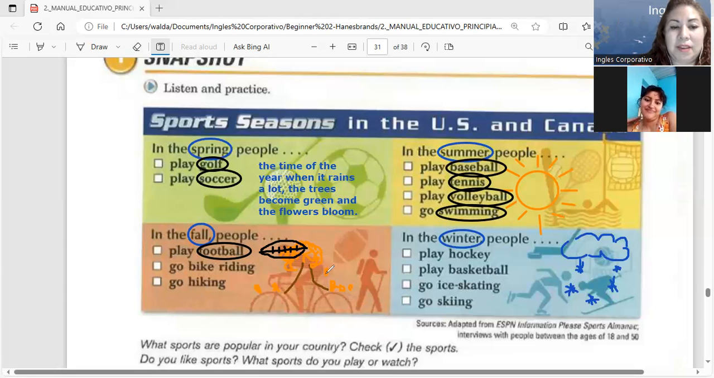Okay, good. Then we have bike riding. Es rodar en bicicleta. Rodar en bicicleta. ¿A qué se refiere con rodar? Como salir a pasear en bici. Okay, so yes, so montar a bicicleta. Good. Okay, exactly.